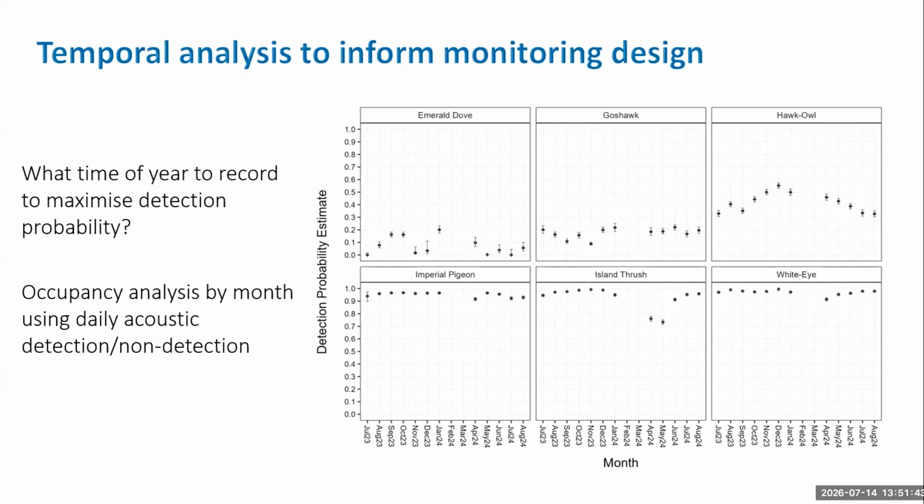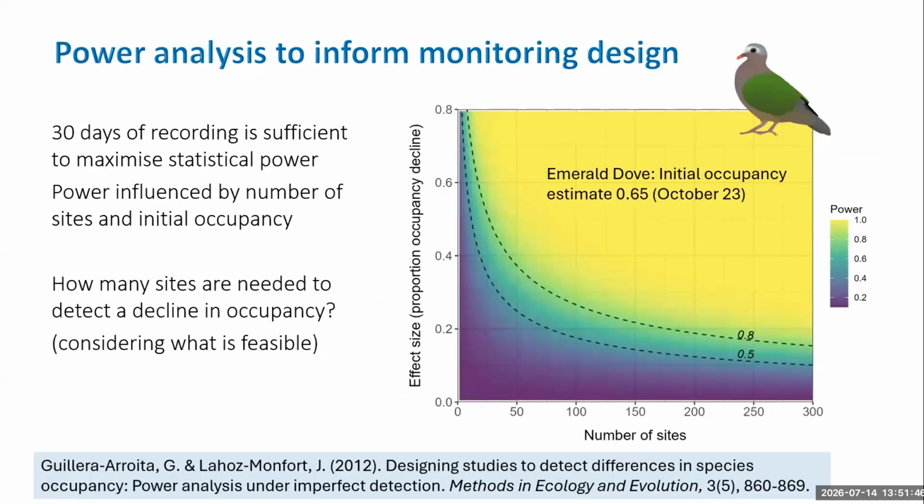And so from that, what I did was a power analysis. I used an approach where we can use an approximation equation to calculate the statistical power. The aim here is to detect a decline in occupancy from one monitoring period to another, so say from this year to next year. What's the power and what's the effect size that we can detect? This was to inform how many sites we need to record at, how many days we need to record for, and is it feasible?